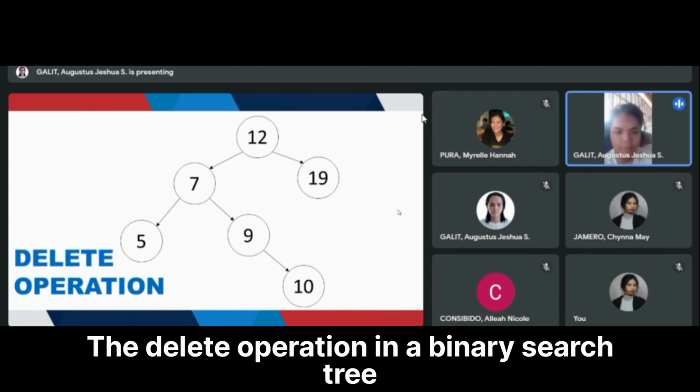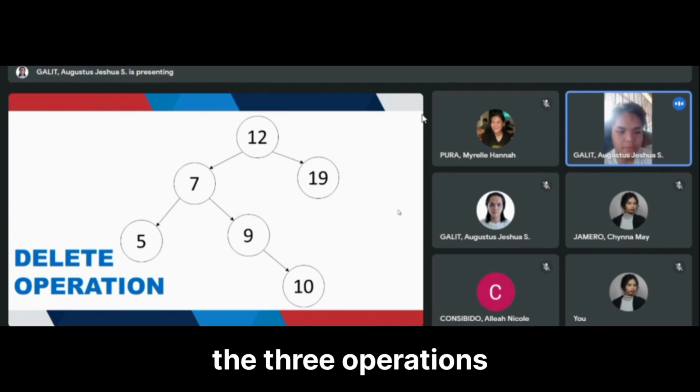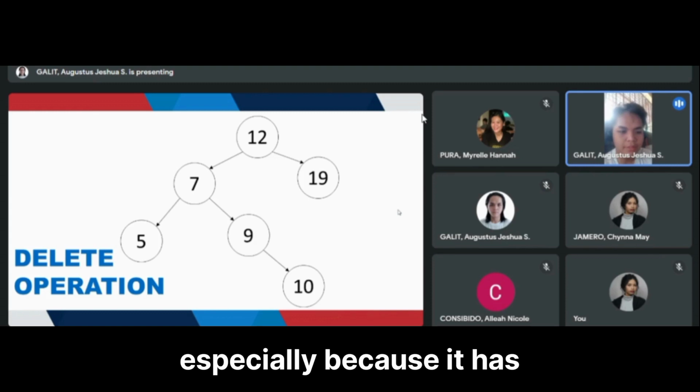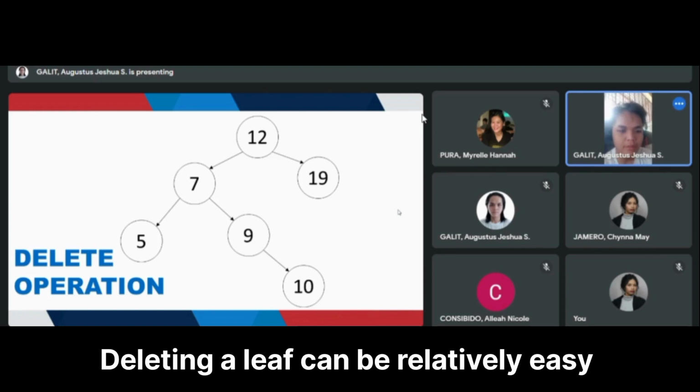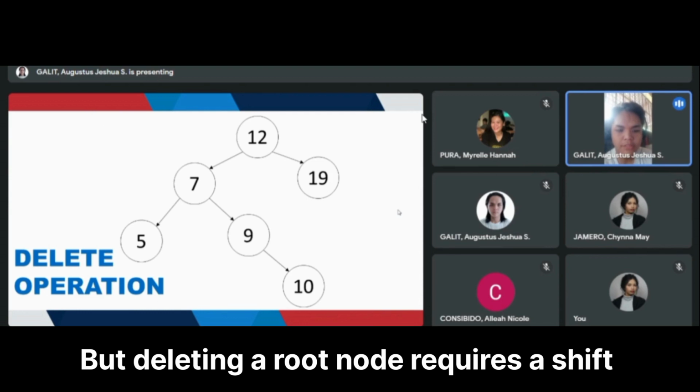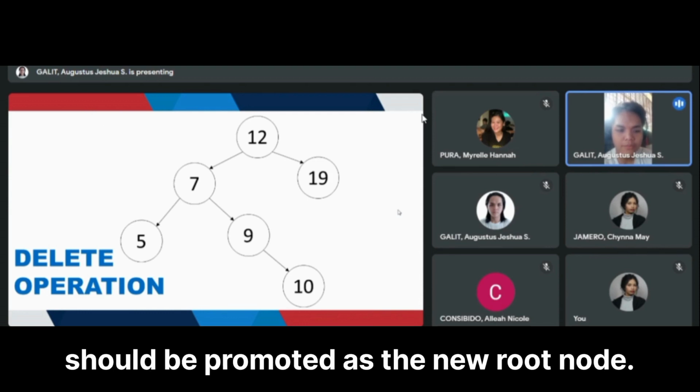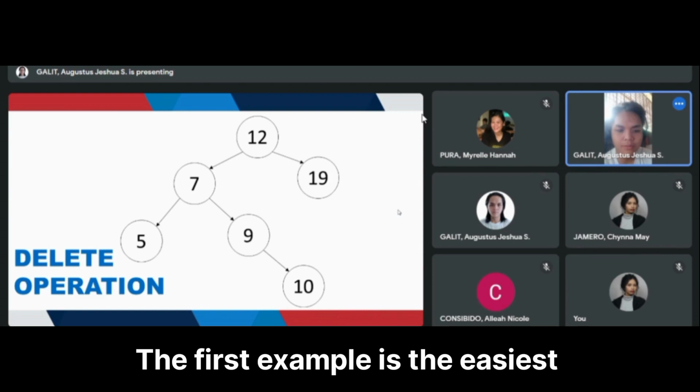The delete operation in a binary search tree is the most intricate among the three operations, especially because it has different scenarios. Deleting a leaf can be relatively easy, but deleting a root node requires a shift wherein one of the remaining elements should be promoted as the new root node.